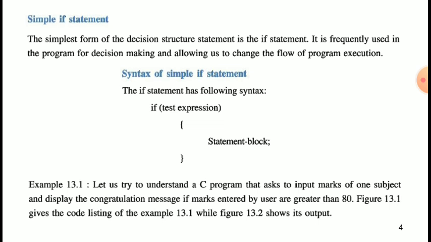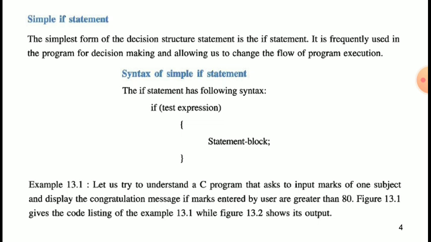Fourth, the simple if statement verifies the test expression. If the test expression is true, then it executes the statement block. Number 5, the statement block contains one or more valid C statements. If it consists of more than one statement, they are enclosed within curly brackets. 6, if the test expression is false, then the computer skips the statement block and executes the next instructions of the program. So that is a simple if statement.